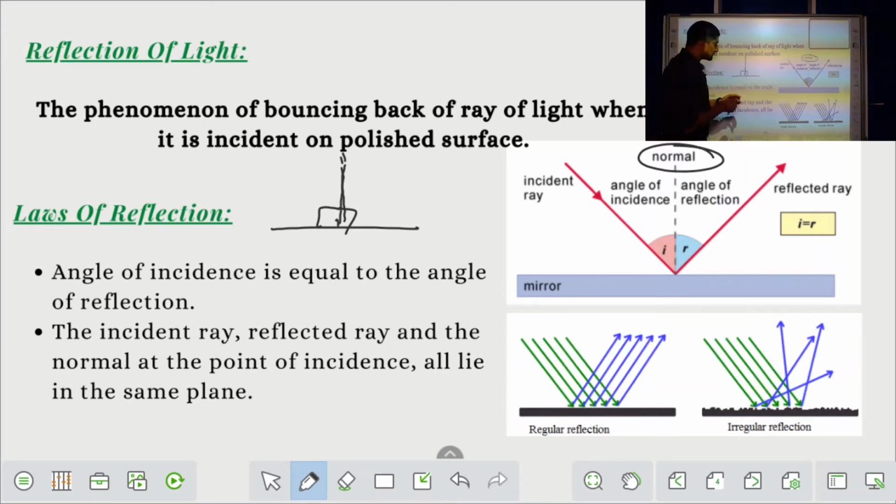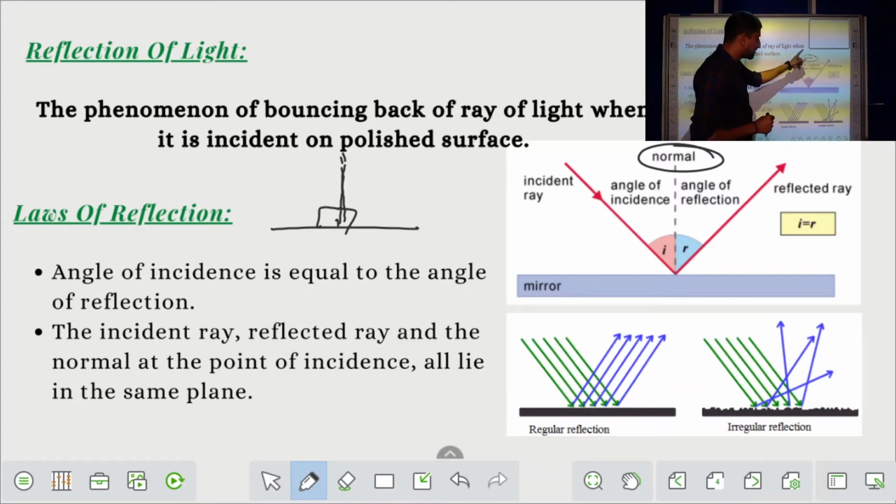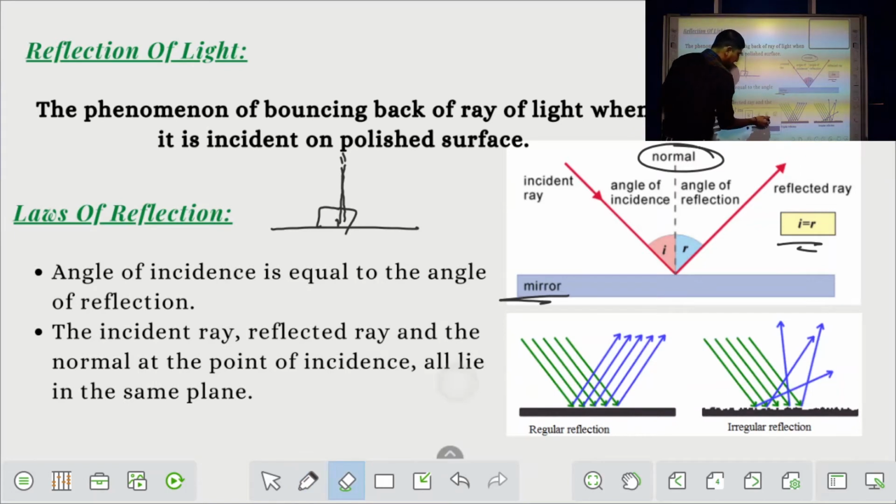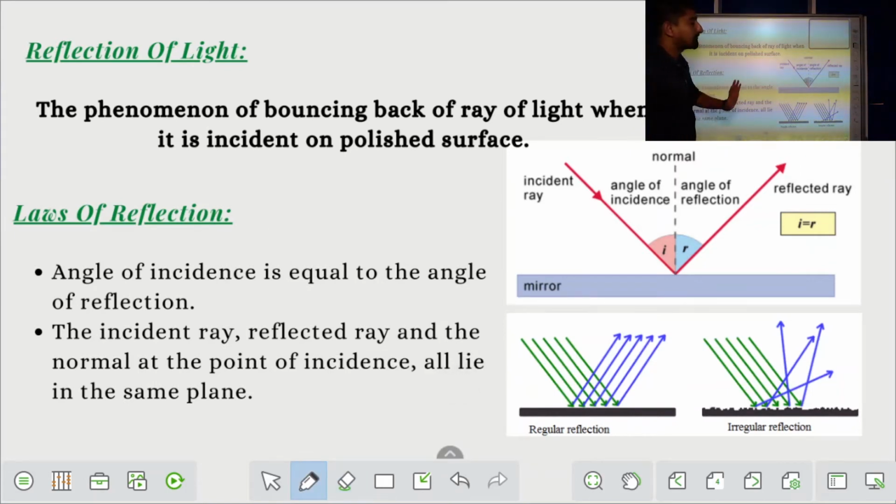Am I clear? The normal that we draw, the dotted line that we draw, we are drawing for the surface, the opaque surface, the mirror, what we have written here. So that is 90 degrees. Normal in the sense perpendicular, right? So 90 degrees. Now, what we say from this is that i is equal to r. What is that i equals r? It is nothing but the law of reflection.